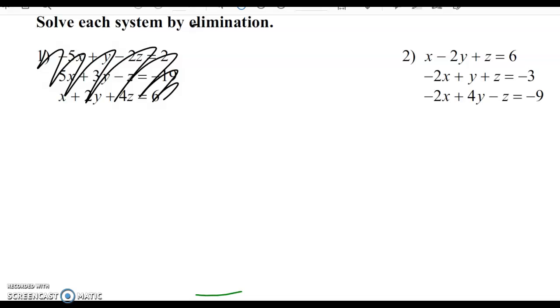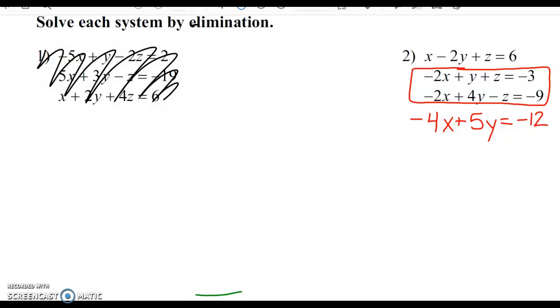This time, I'm actually going to go for the z's, because looking at my z's, I can see I have opposite z's. So if I go with the second and the third equation, I can see the z's are already opposite. When I add them up, I get negative 4x plus 5y. Z's cancel. Negative 3 and negative 9 is negative 12.